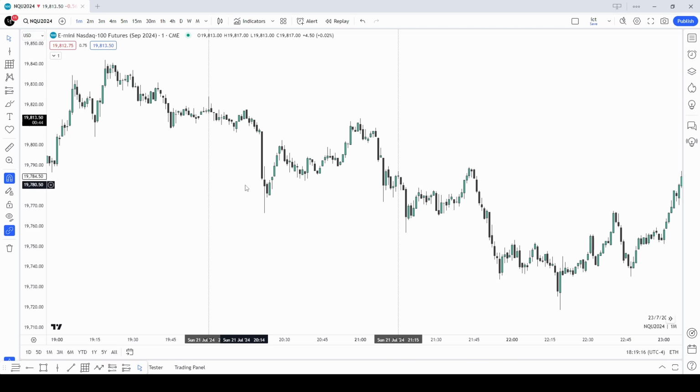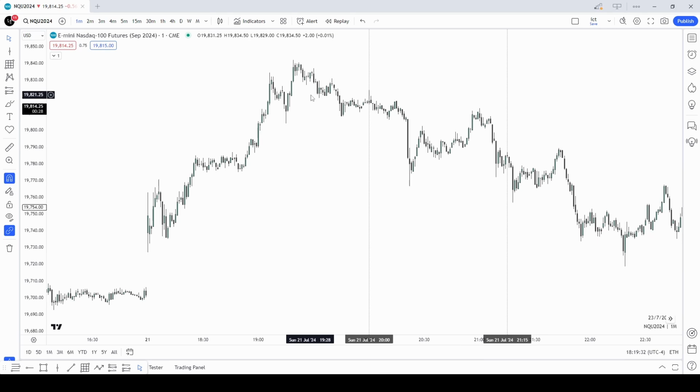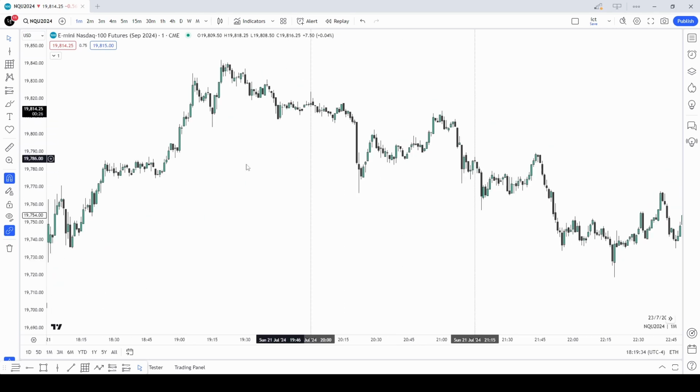Once we've established a bias on, say, the 1 hour chart, or the 4 hour chart, or even the 30-minute chart, we drop down into the 1 minute, and between these time frames, we're looking for displacement with a fair value gap. Yes, it is really that simple, okay? So we have worked out a bearish bias in this scenario, okay?